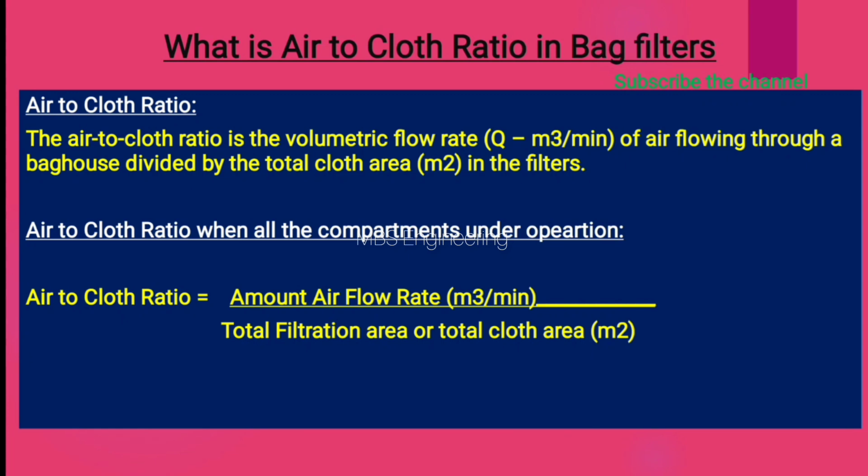First, we are going to understand the air to cloth ratio in bag filters. What is the air to cloth ratio? The air to cloth ratio is the volumetric flow rate of air flowing through a baghouse divided by the total cloth area in the filters.